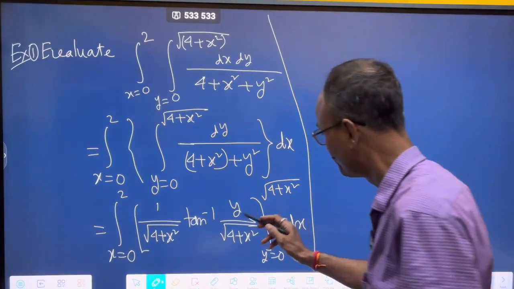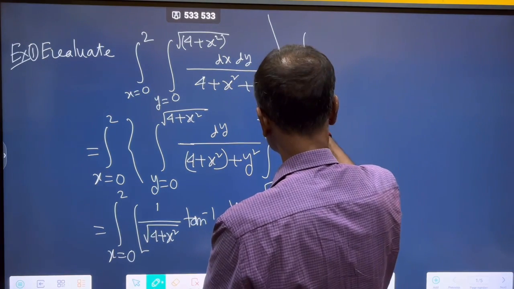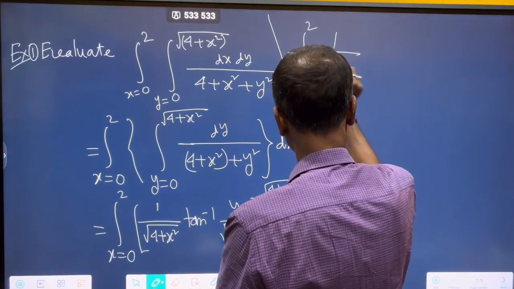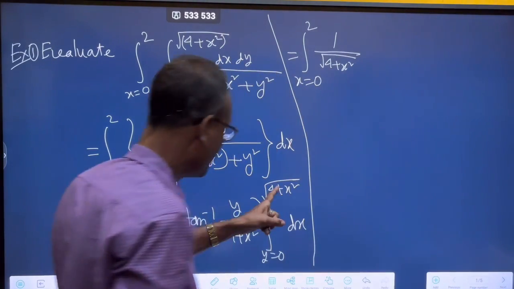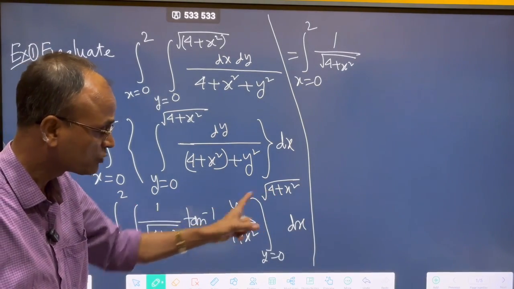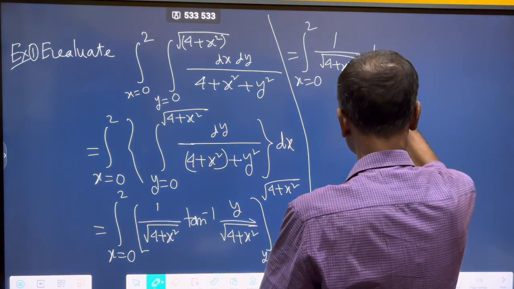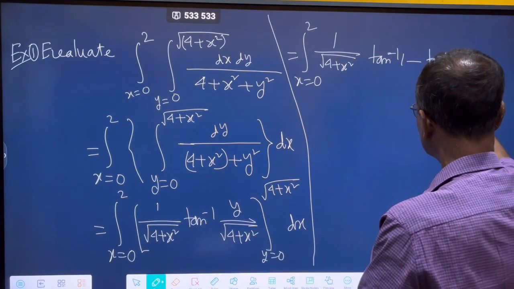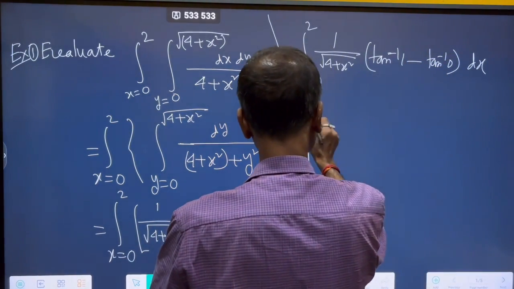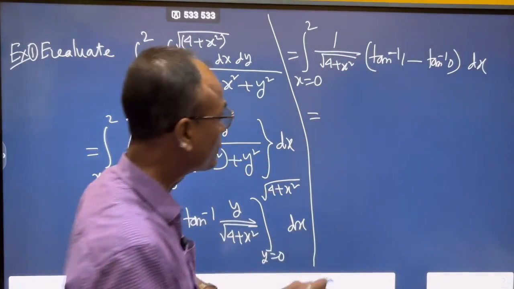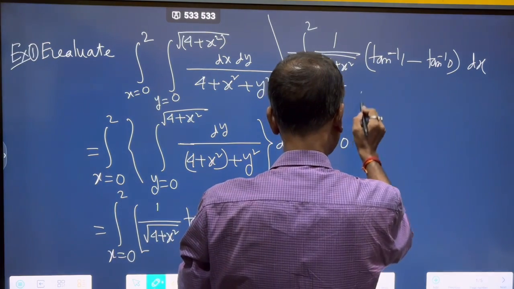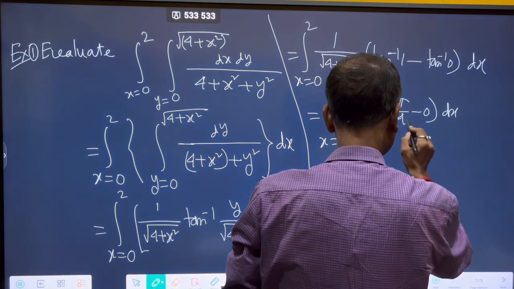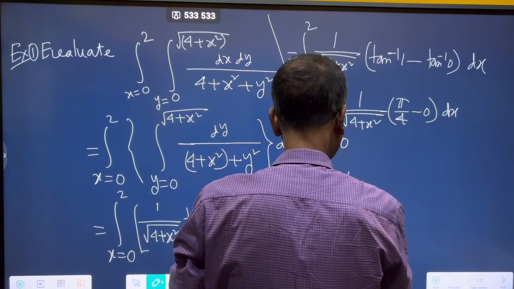Now put the values. This is equal to the integral x equal to 0 to 2 of 1 by root over 4 plus x square, times tan inverse of root over 4 plus x square by root over 4 plus x square. This will be tan inverse 1 minus tan inverse 0, dx. What is tan inverse 1? Tan inverse 1 is pi by 4, and this is 0. So it is the integral from 0 to 2 of 1 by root over 4 plus x square times pi by 4 minus 0, dx. This is equal to pi by 4.